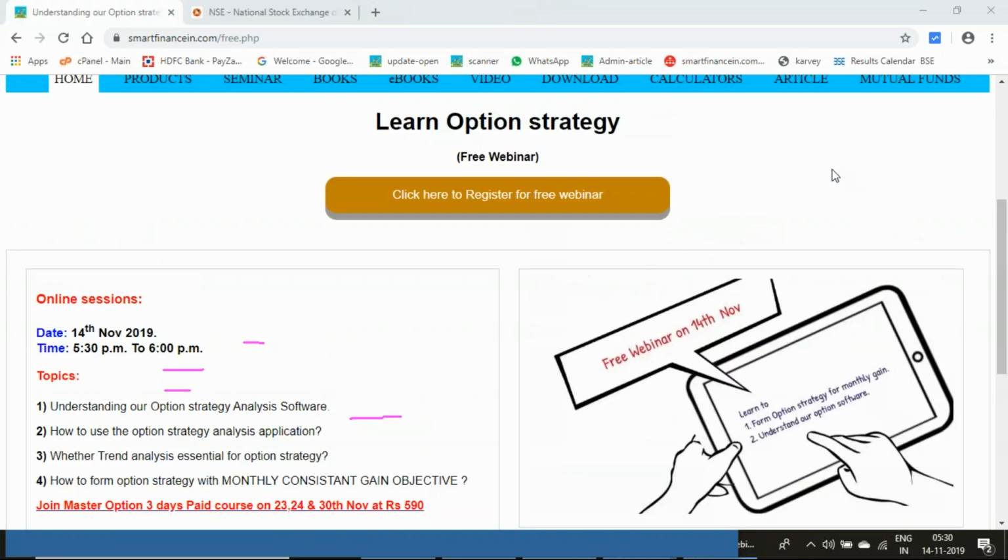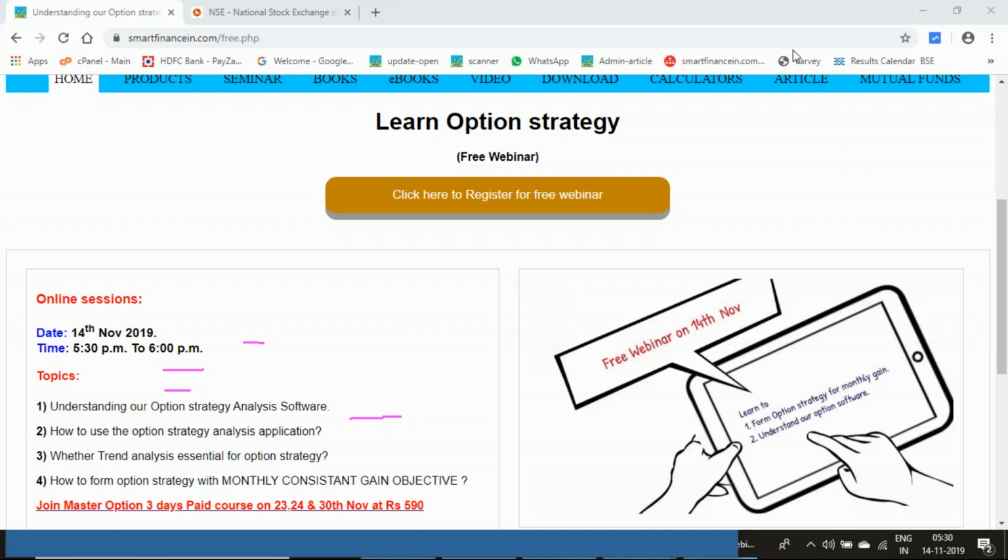So once again I repeat, the objective of today's event is to know a strategy which can give us monthly consistent gain. Consistent gain means some amount of gain we will be getting every month. Second, whether any trend analysis is actually essential for option strategy formation, and whether any option strategy software is really needed for doing the option strategy trade. So these are the four aspects we are going to discuss.